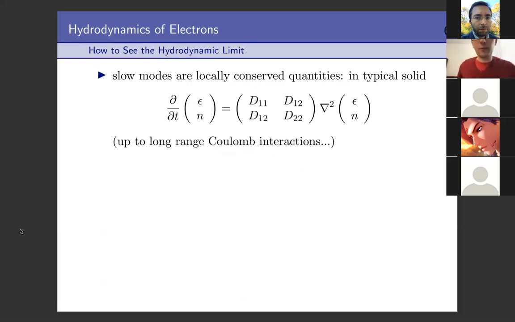Maybe there's one more ingredient that we could add in an ordinary metal if we wanted to be really careful, which is that we could also include the energy density in addition to the charge density. Energy is also a conserved quantity in our universe. If we ignore Coulomb interactions, which I will do for the whole talk, that's sort of a sensible thing to do if we're not interested in time-dependent phenomena. If we go ahead and drop long-range Coulomb interactions, this is the hydrodynamic theory that describes most solids. Okay. So we just have two coupled diffusion equations for our conserved quantities. You can also think of this as a kind of local statement of Ohm's law.